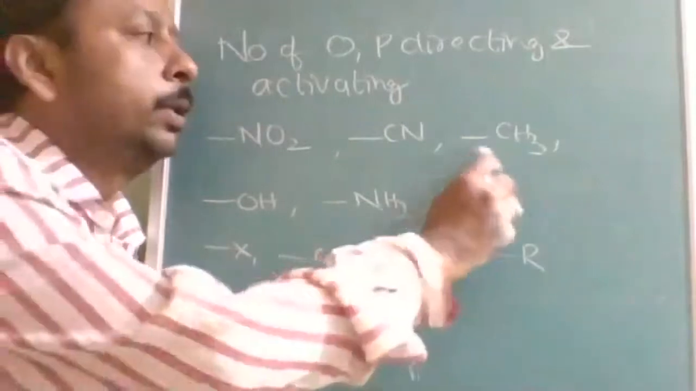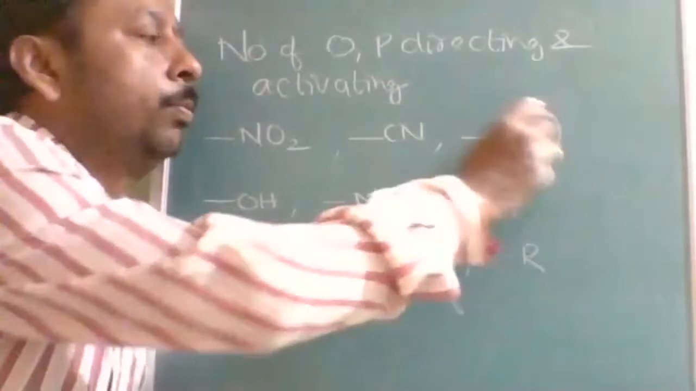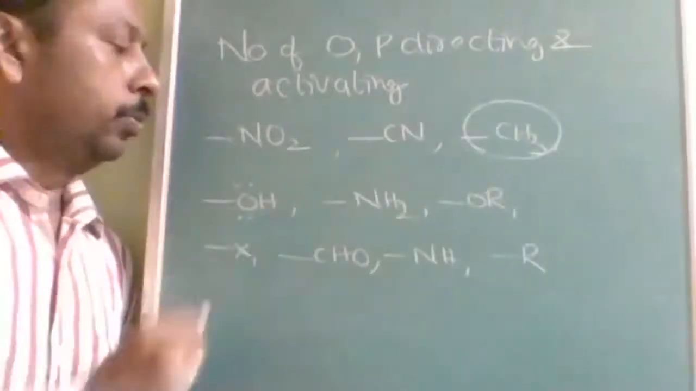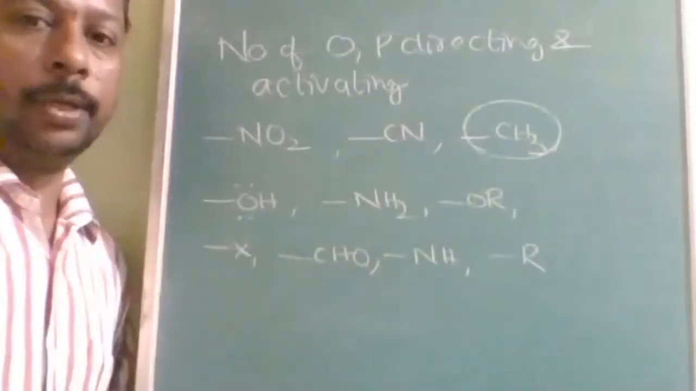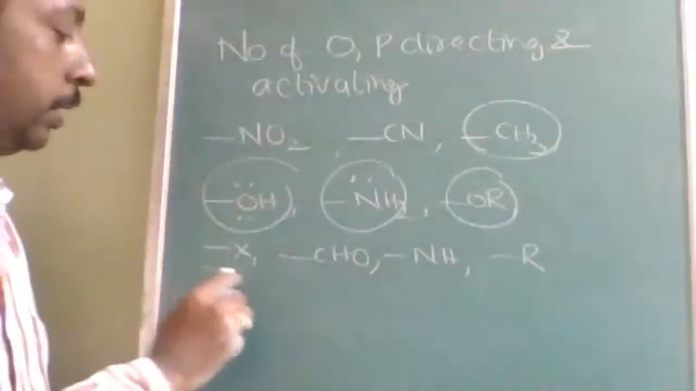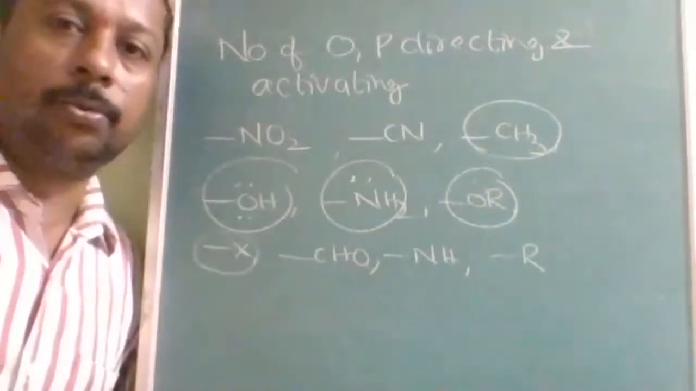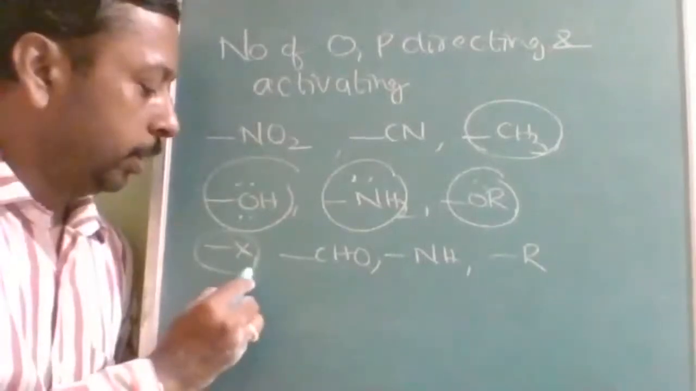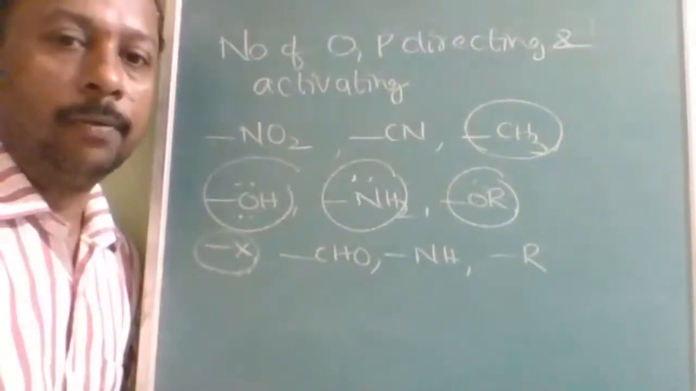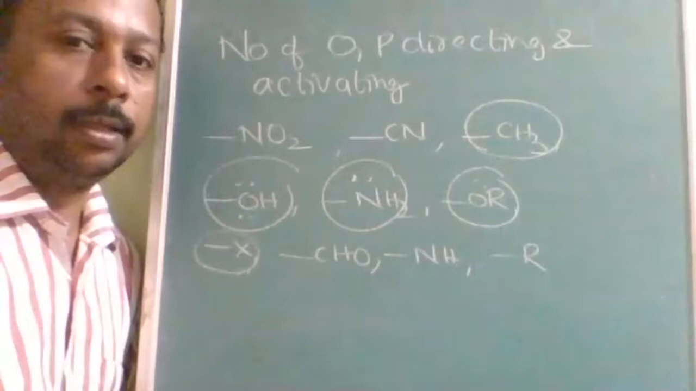Okay. So methyl group, due to hyperconjugation, is ortho-para directing and activating. And here, due to the lone pair on oxygen in OH, it is activating. Due to the lone pair, it is activating. Okay. So here, this is OP directing but deactivating. Halogens are the only functional group which are OP directing due to lone pair, but electronegativity is more, therefore deactivating. Okay, this is also meta directing, deactivating.